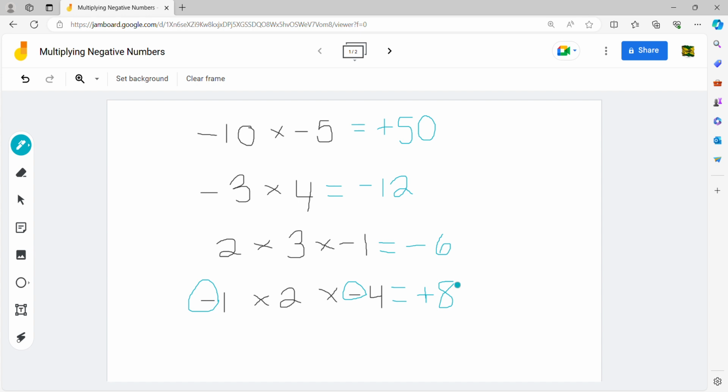As a recap, once again, multiplying negative numbers. If you see an even amount of negative numbers in the multiplication problem, the end result is going to be a positive. If you see an odd amount of negative numbers in the multiplication problem, the result is going to be a negative.